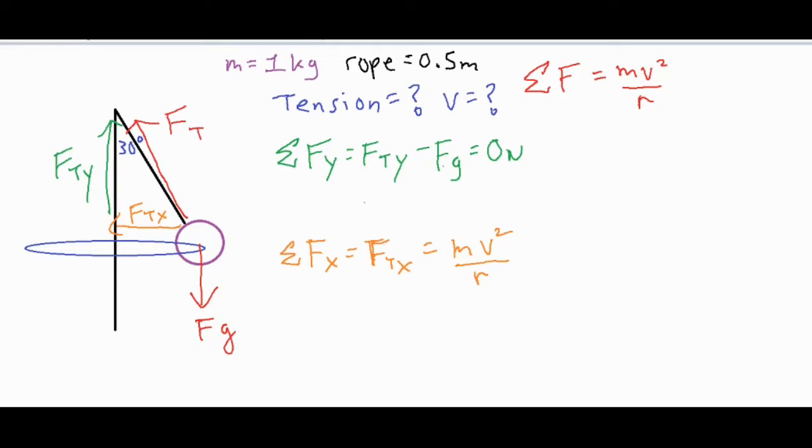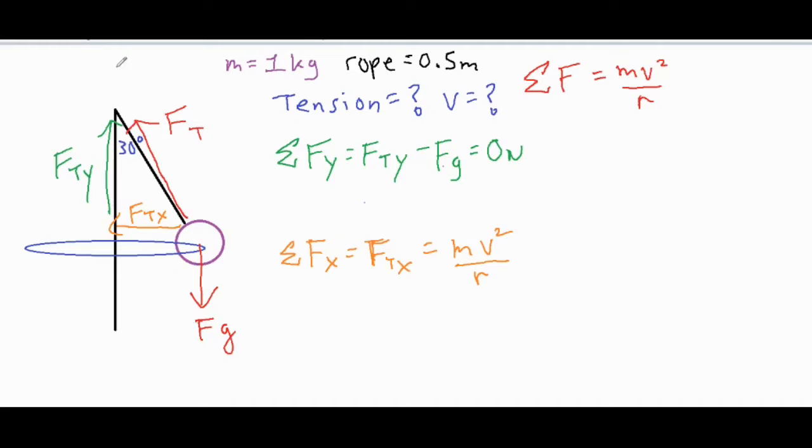All right, so we summed up our forces in the x and y direction, and we came up with two formulas. This one equaling 0 because there is no movement or acceleration in the vertical direction. And then along the horizontal axis, we have an imbalance of force because we only have the FTx, and that equals mv squared over r because that is our centripetal force.